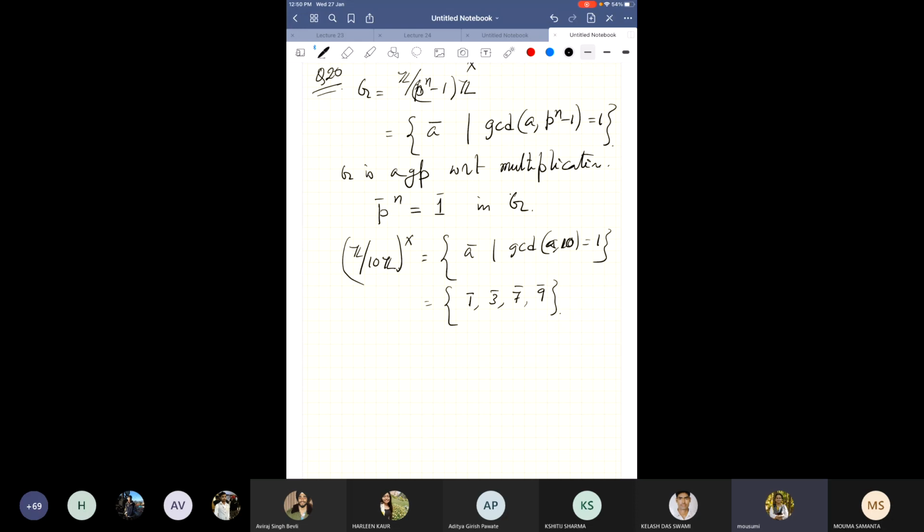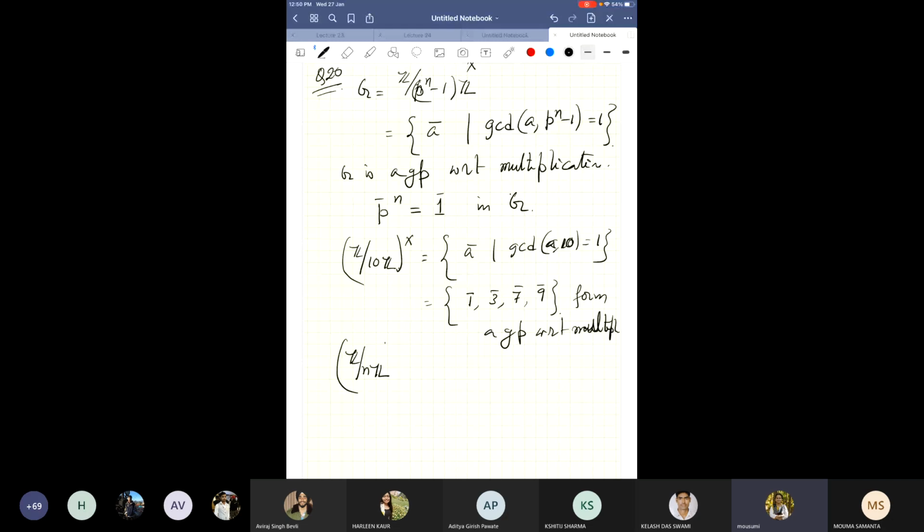So now with respect to multiplication, this forms a group. Yes, ma'am. So this forms a group with respect to multiplication. Fine. So whenever you have this Z quotient NZ, then this is always a group with respect to multiplication.